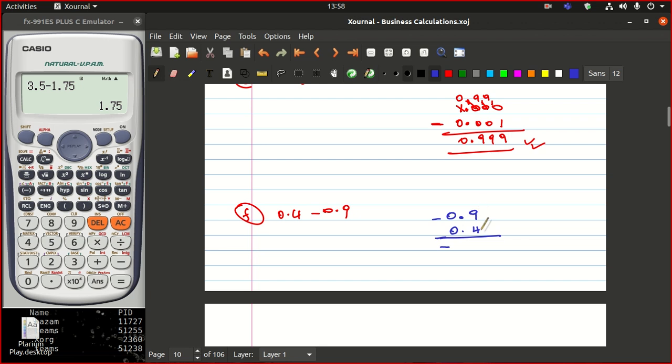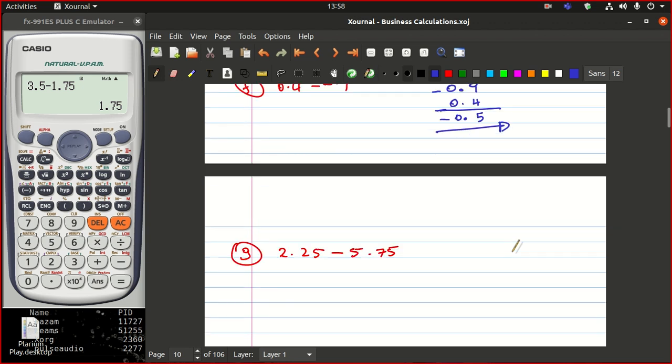You say 9 minus 4, and then you end up getting a 5, and then you place a dot, and then 0 minus 0 is just a 0. That's how you end up getting this whole thing.